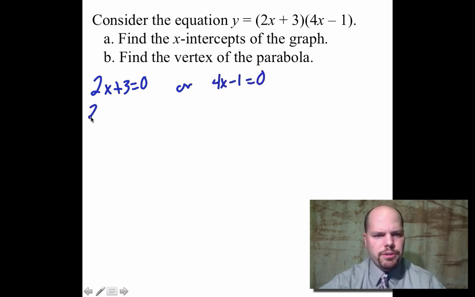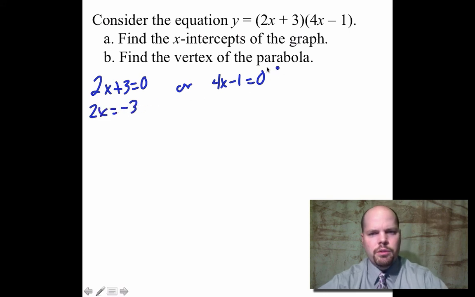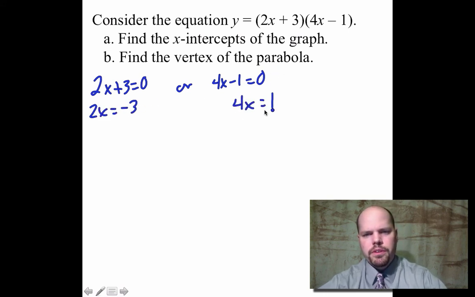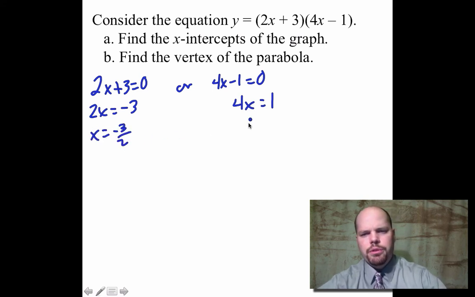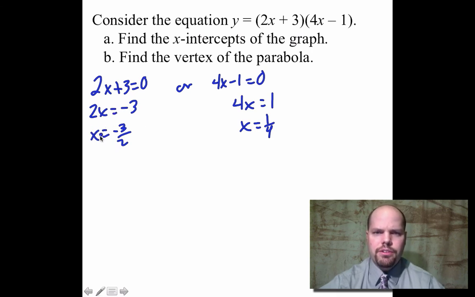So we'd subtract 3. We would add 1 here. We would divide by 2. And over here we'd divide by 4. Okay, so we have the x-intercepts, negative 3 halves and 1/4.